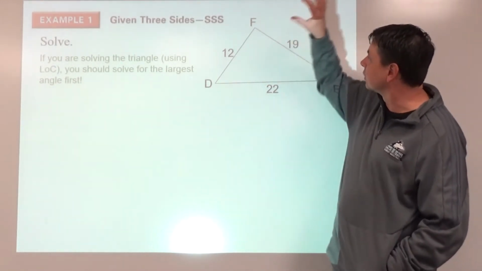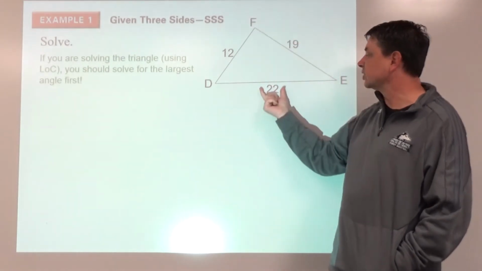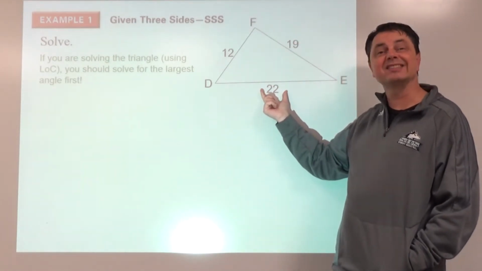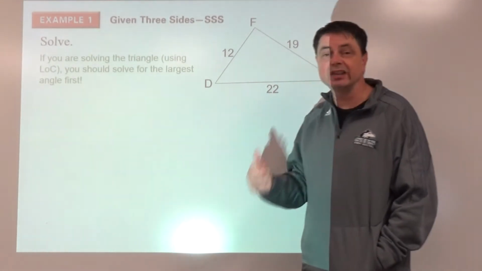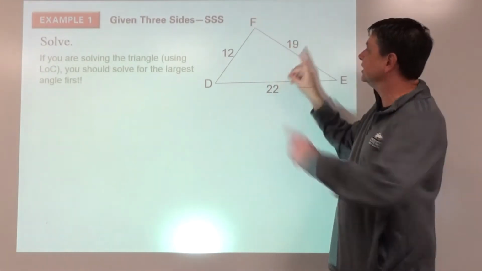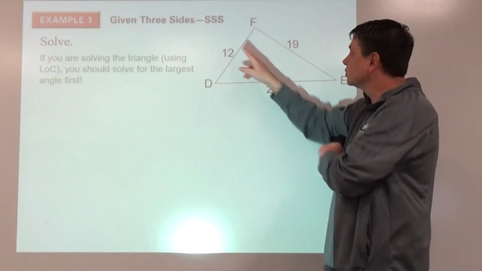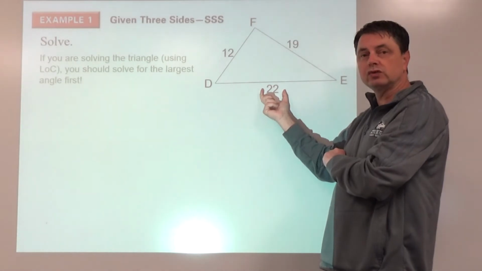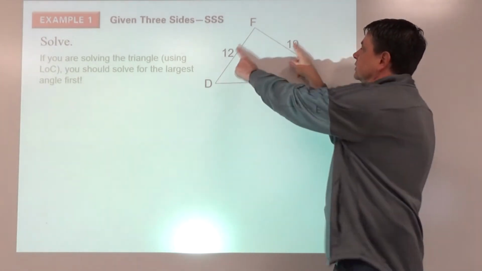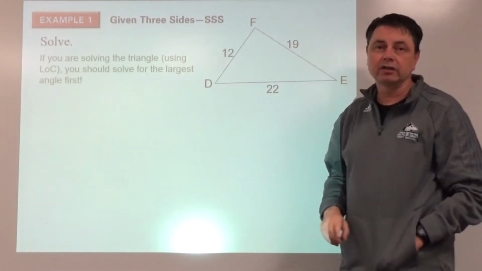So we're going to go after F. It's opposite of the longest side, therefore it's the largest angle. So as we set this up, we're going to say the cosine of F is equal to, on top, 12 squared plus 19 squared minus 22 squared over 2 times the product of those two.